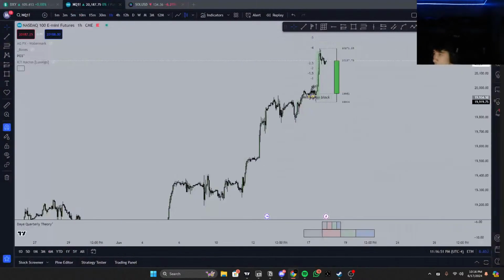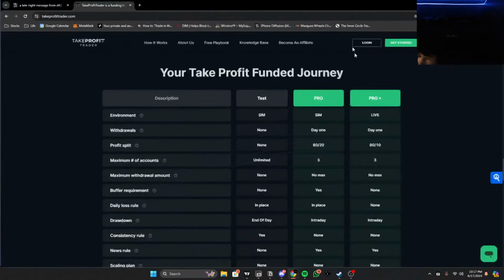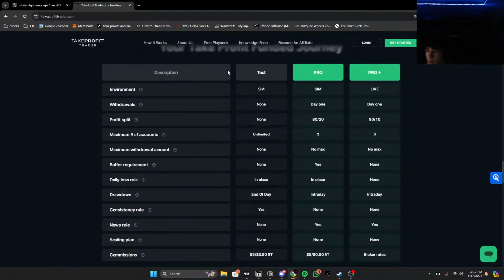Hold up. Give me a second. I want to find the thing that shows the accounts. Okay, here we go. Right here. So this is what it is. Environment simulation, Pro, you get money on here. If you do a good job consistently, they'll put you on a live account. And what was it? You get a 90% profit split.